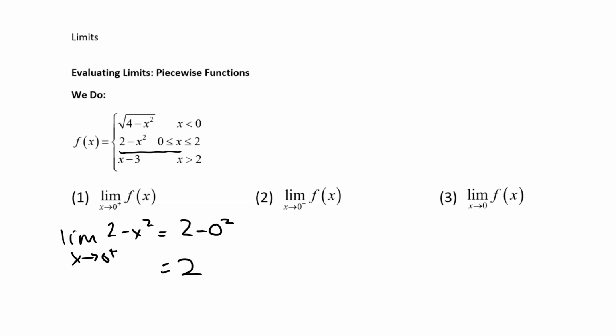And then the limit from the left, we're going to be using the top one. So we'll get the limit as x approaches 0 from the left of the square root of 4 minus x squared. 4 minus 0 squared.